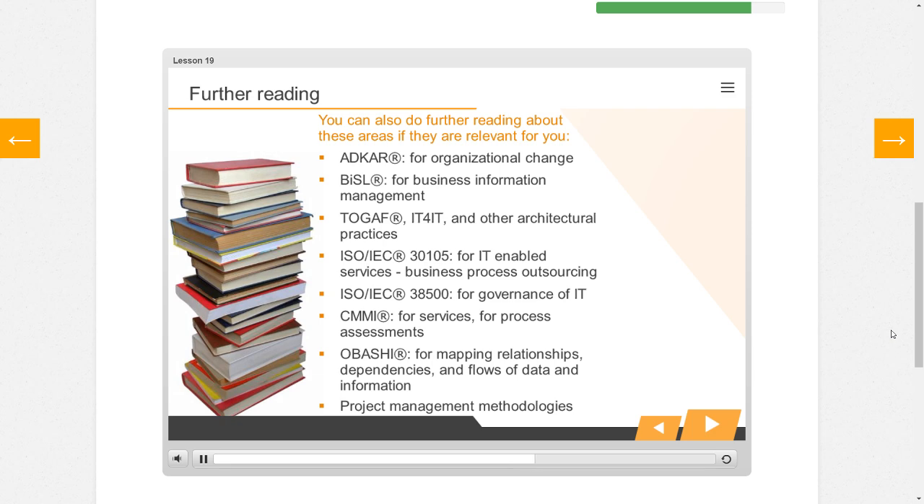You can see examples of other practices, standards, and frameworks that aren't included in the SIAM Foundation syllabus on screen here. If any of these are used in your organization, you could do some further reading and research after completing this course.